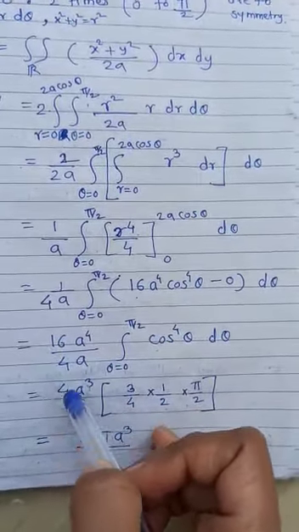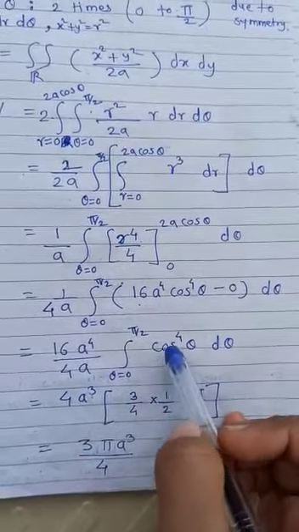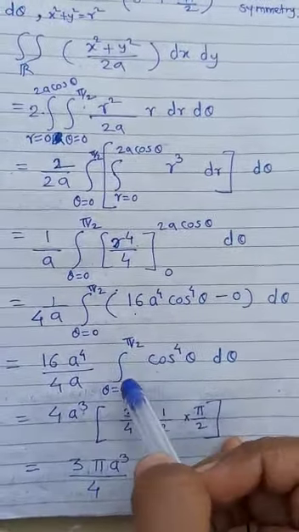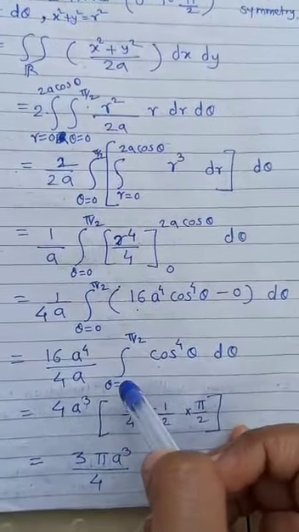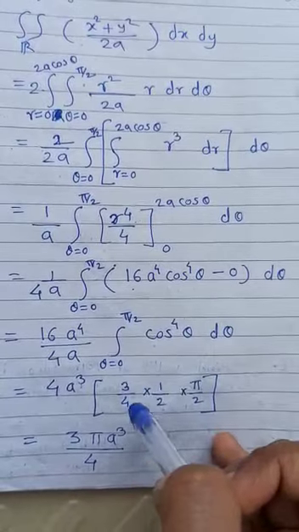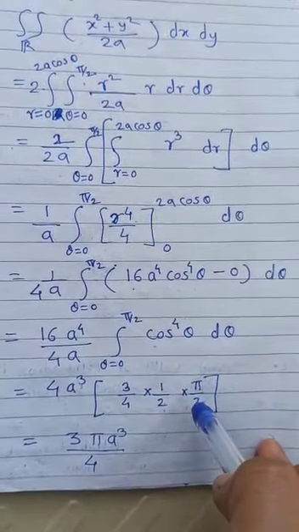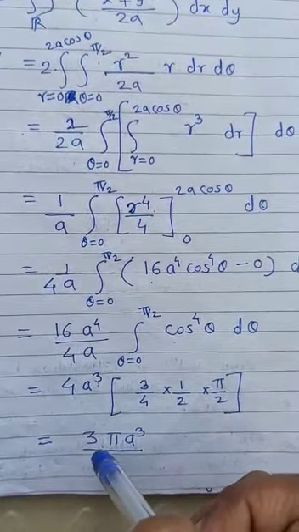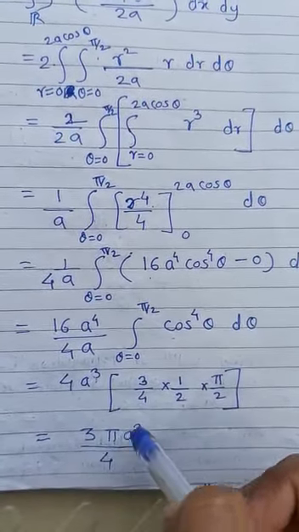So simplification of this is 4a cube, and use the reduction formula to find the answer of the integration of cos raised to 4 theta within limit 0 to pi by 2. And you can see the answer is 3 by 4 into 1 by 2 into pi by 2. And simplifying this, 4 will get cancelled out. Final answer is 3 pi a cube by 4.